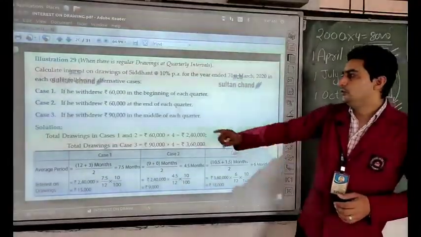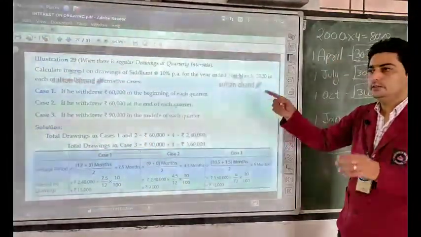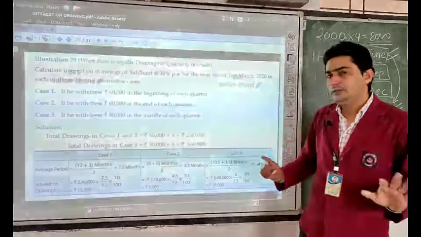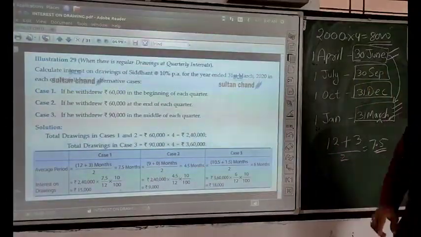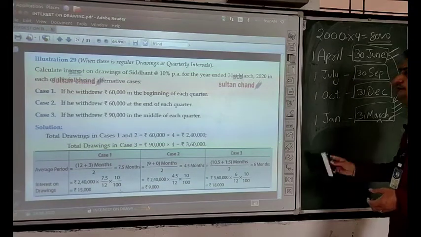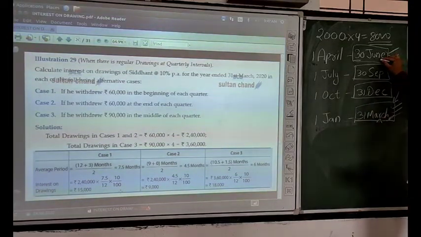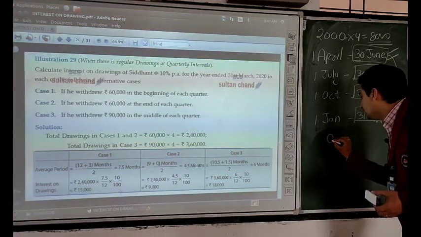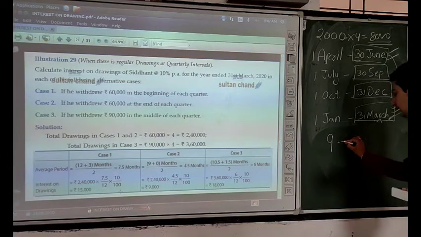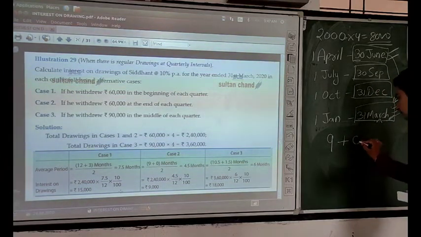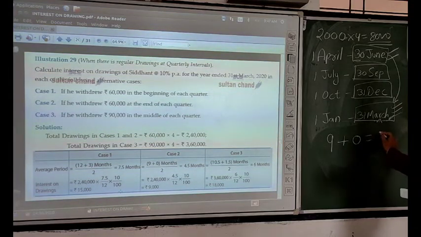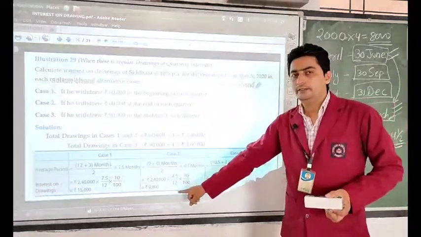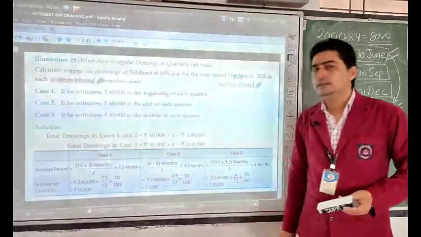15,000. Same will go with second case, 60,000 at the end of each quarter, 60,000 into 4 because 4 quarters are there, 2,40,000 will be the total amount. Percentage will be same 10%. Average period of time will be changed. How we will calculate average period of time? If he is withdrawing at the end of each quarter, first drawing will be on 30th June, last drawing will be on 31st March. After 30th June, there will be how many months remaining? 9 months. Plus after last drawing, how many months will be remaining? 0. 9 plus 0 is equal to 9. Divide by 2, 4.5 months. See, 4.5 divided by 12. What will be the interest on drawing?